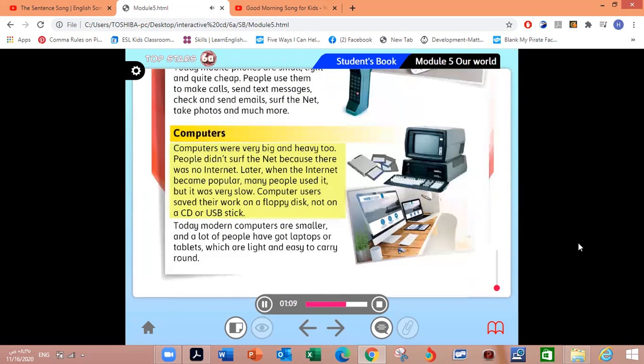Computers. Computers were very big and heavy too. People didn't surf the net because there was no internet. Later, when the internet became popular, many people used it, but it was very slow. Computer users saved their work on a floppy disk, not on a CD or USB stick. Today, modern computers are smaller, and a lot of people have got laptops or tablets, which are light and easy to carry around.